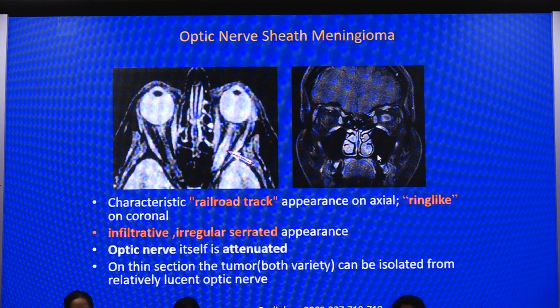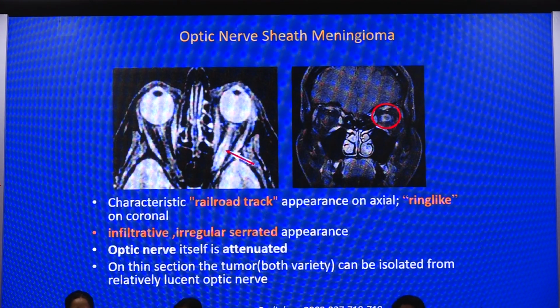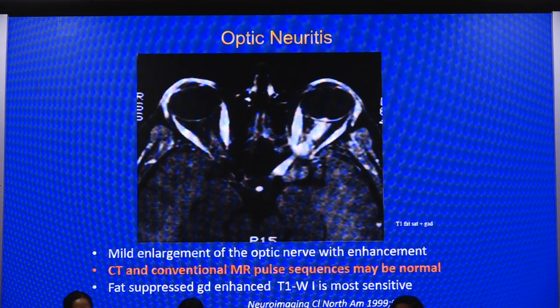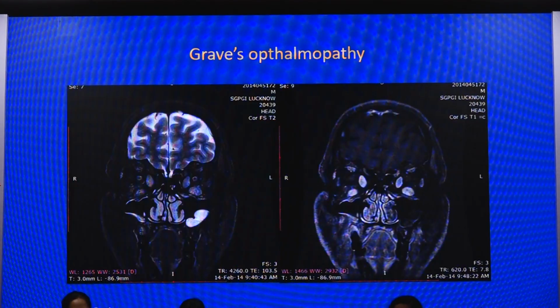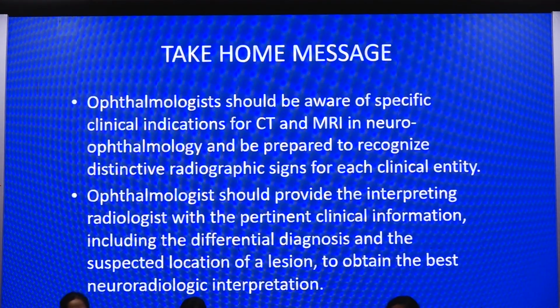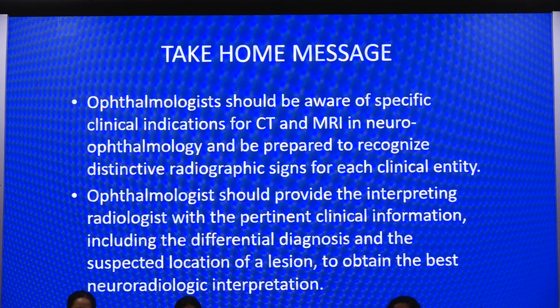So optic nerve sheath meningioma, I think the time is gone because the other speaker has to commence. So now I'm leaving all this, and the take home message is that ophthalmologists should be aware of specific clinical indications of CT and MRI in neuro-ophthalmology and be prepared to recognize the distinctive radiological signs for each clinical entity.